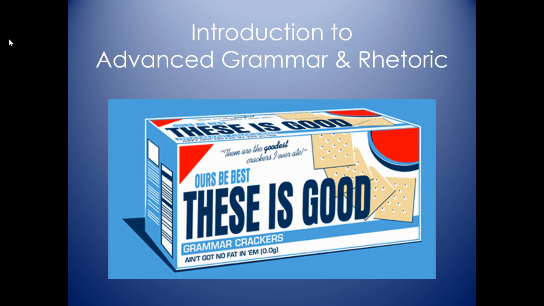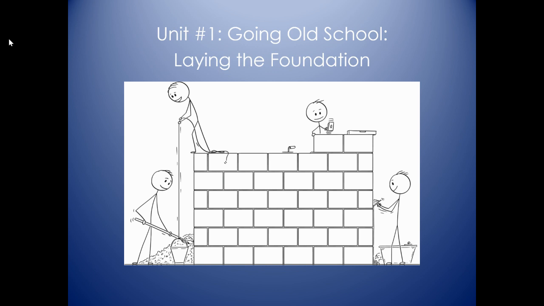So what I want to do is walk you through the 8 units that we have. I'm going to talk about how we are graded in the class, and then show you also the syllabus that we will use. We'll show you the Schoology page that we're going to use, that will house all the information the students will need. So the very first unit we take on is what we call going old school.